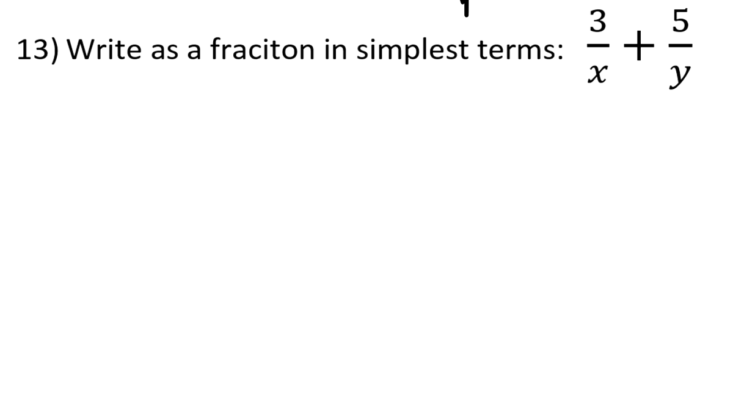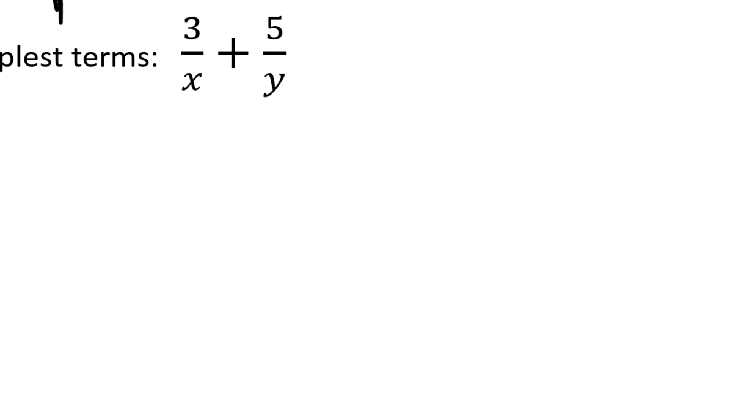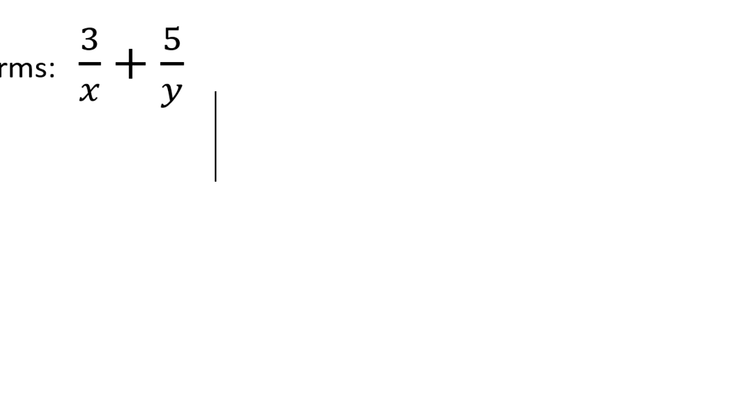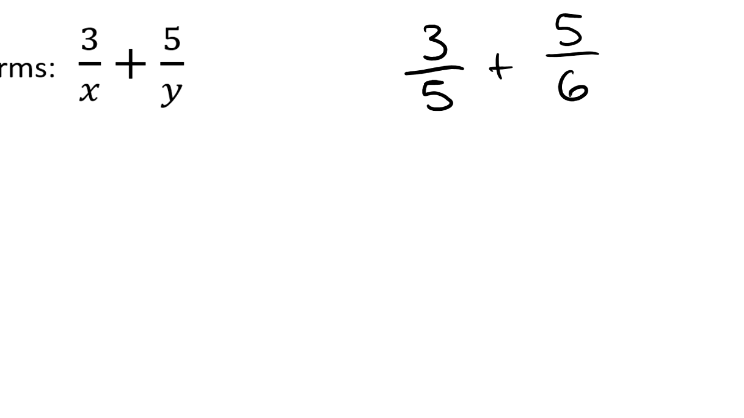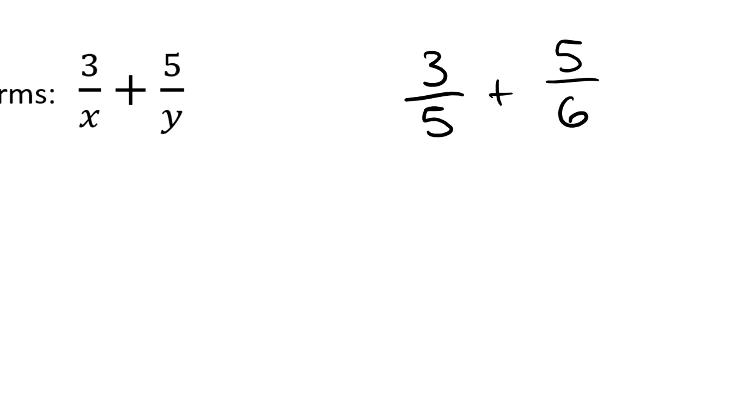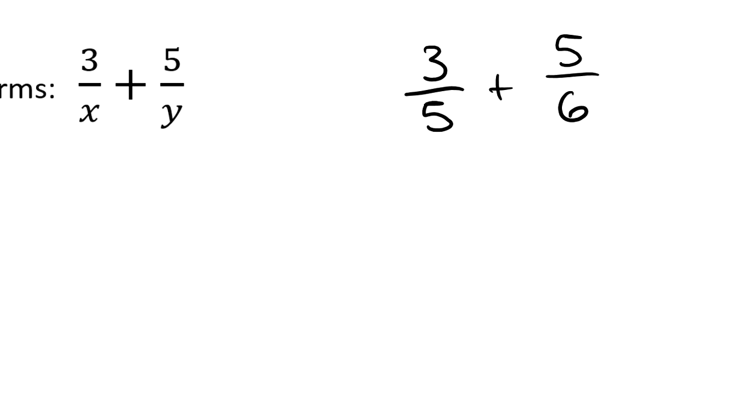And maybe, perhaps, if we look at what's happening with the numerical example, maybe you can track that with this algebraic problem. So let's say that I had 3 fifths, and I wanted to add to that 5 sixths. So what I've done is I've just picked a value for x and y, and they're different, and I'm just asking you to add these fractions.